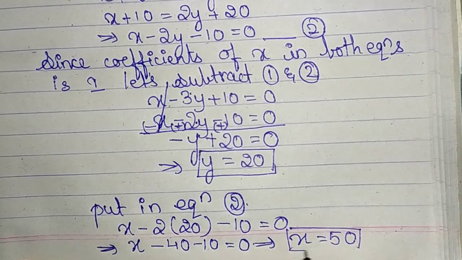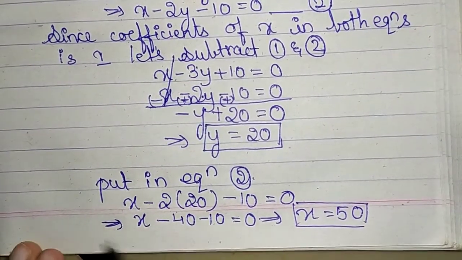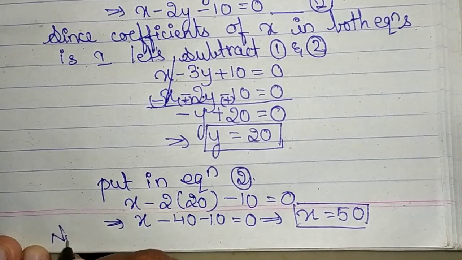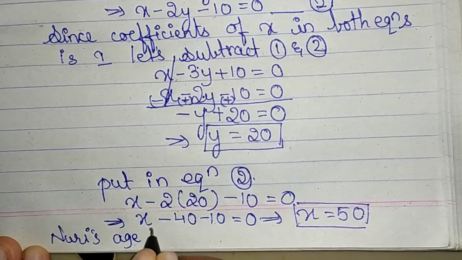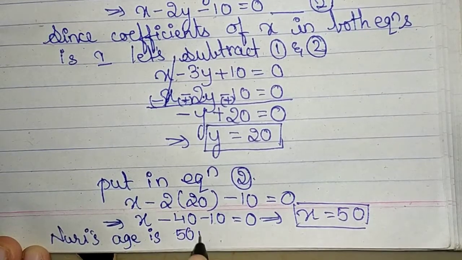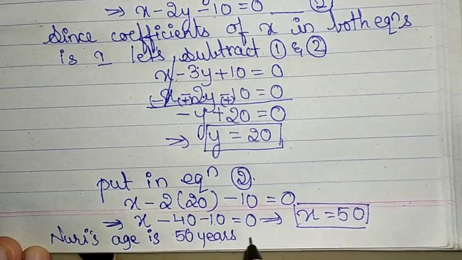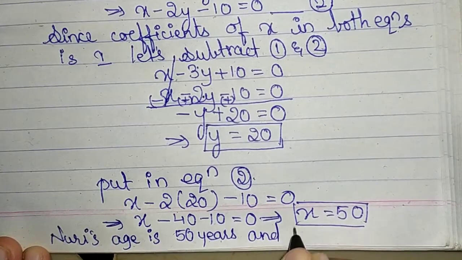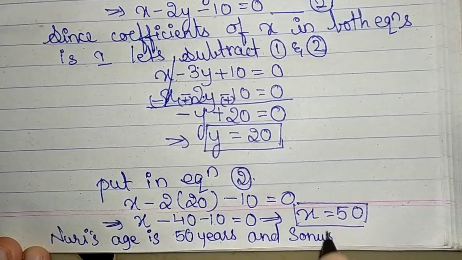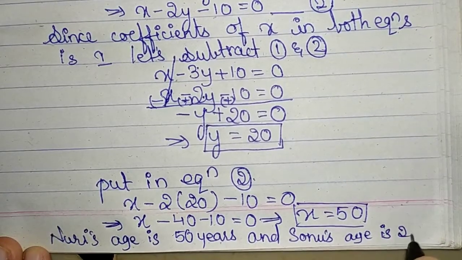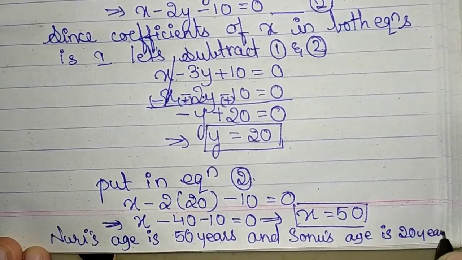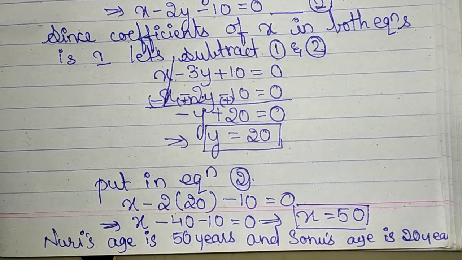So now let us write our result in proper sentences. Noori's age is 50 years and Sonu's age is 20 years. This is our required solution.